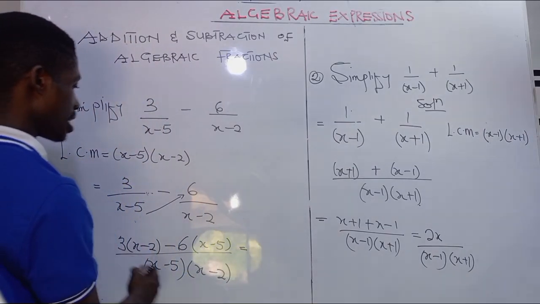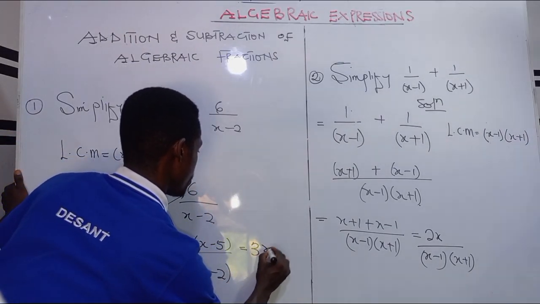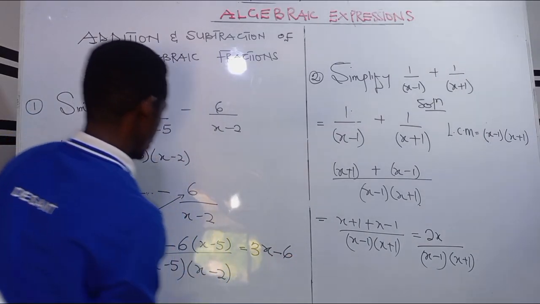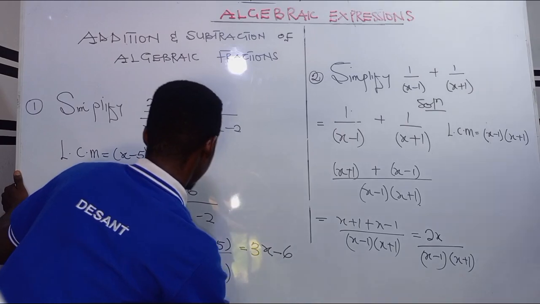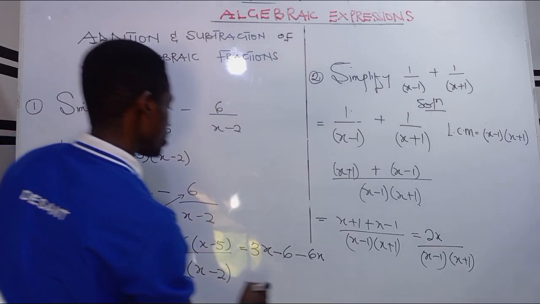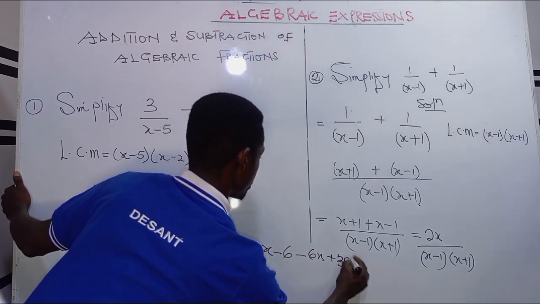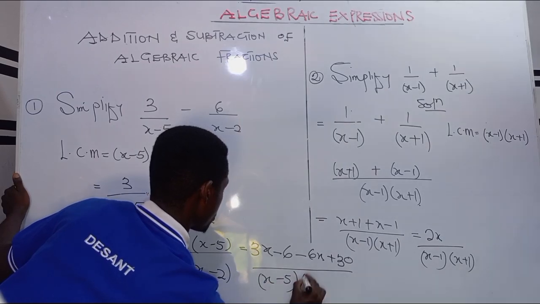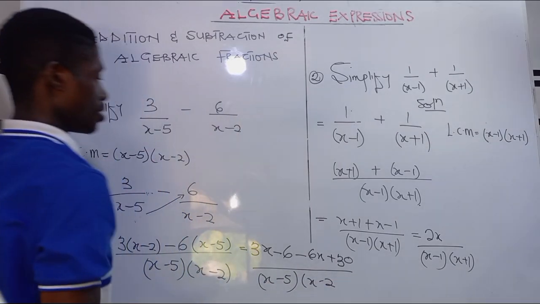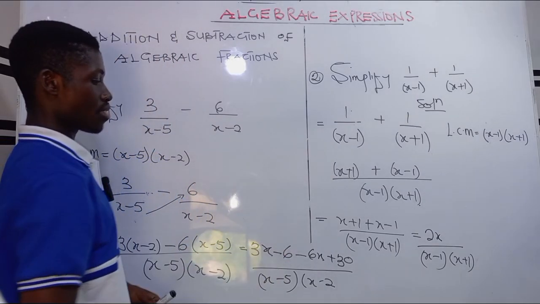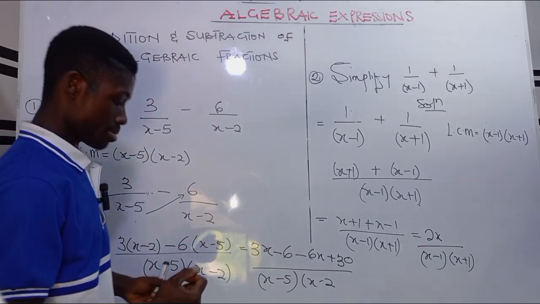So we have 3 times x will give us what? 3x. 3 times minus 2 will give us minus 6. This times this will give us minus 6x. And then this times minus 6 will give us plus 30, all over the LCM, x minus 5, x minus 2. So after expanding the bracket, we simplify. We group the like terms and then we simplify.